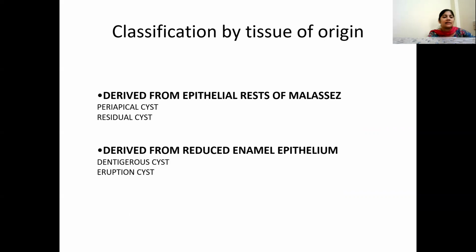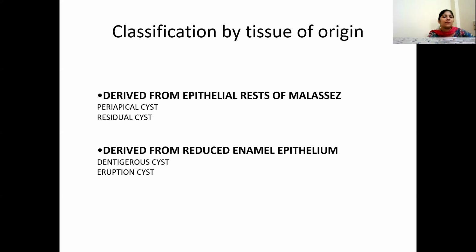Now we can classify the cyst by the tissue of origin. As we said, it is an odontogenic epithelium, and the odontogenic epithelium is derived from the cell rests of Malassez, or from the reduced enamel epithelium of the enamel organ. According to the tissue of origin, we divide it into those derived from the epithelial cell rests of Malassez, that is periapical cyst and residual cyst, and those derived from the reduced enamel epithelium, that is dentigerous cyst and eruption cyst. The epithelial cell rests of Malassez are the remnants of the Hertwig epithelial root sheath. Those remnants are called epithelial rests of Malassez, seen in the periodontal ligament.